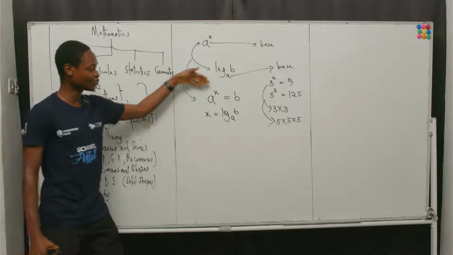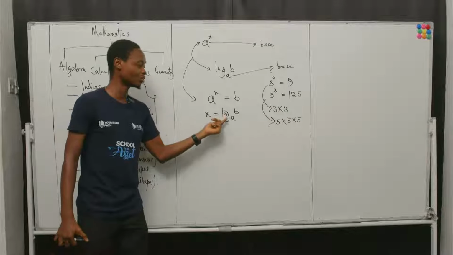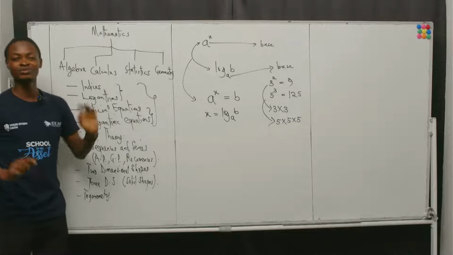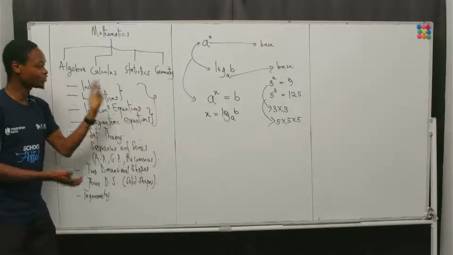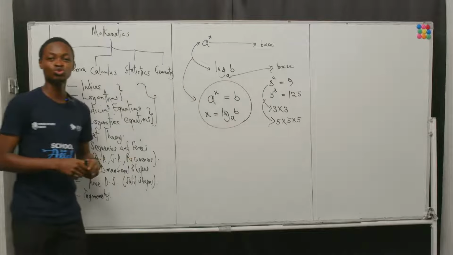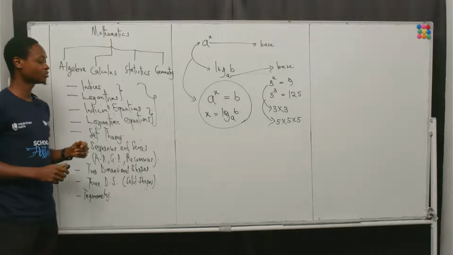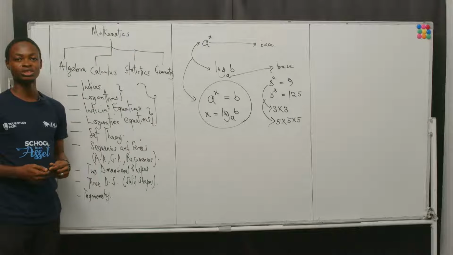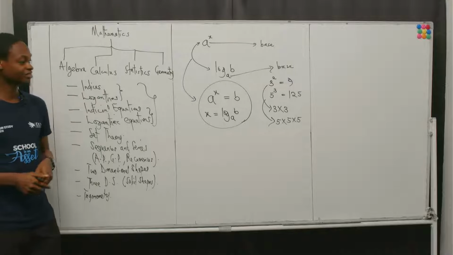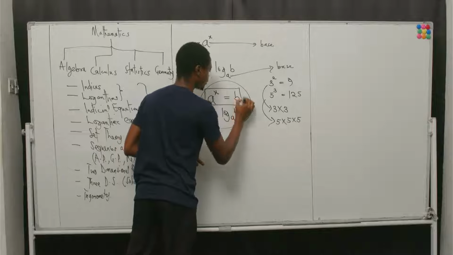So if I have a raised to x is equal to b, it simply means that x is equal to log b to the base of a. And this is very, very important. Because of this relationship, we can do so many things in indices, logarithms, and by extension, index and logarithmic equations. In fact, if you have not noticed, this first expression is in fact an equation.